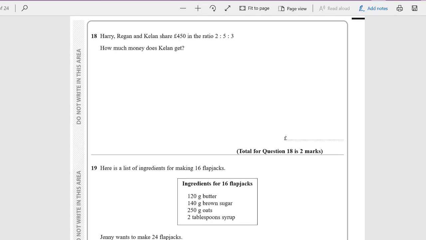Question 18. So it says Harry, Regan and Keelan share £450 in the ratio 2:5:3. So how much money does Keelan get? So again, we can start off by saying Harry, Regan, Keelan. So there's 2, 5, 3. So how many parts are there? Well, 2 plus 5 plus 3, so there are 10 parts.